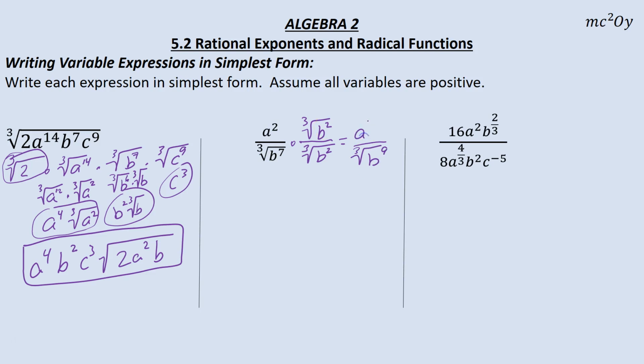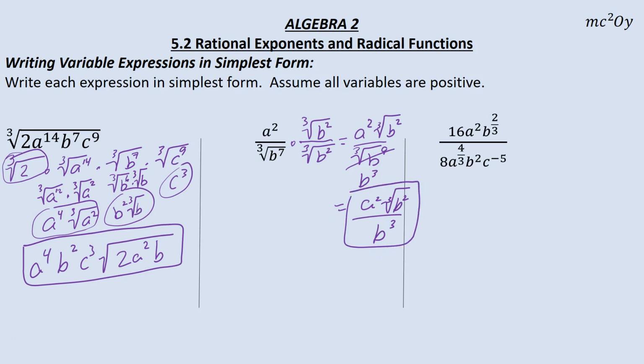And a squared times cubed root b squared. And so cubed root of b to the 9th becomes b cubed. And so now I end up with a squared cubed root b squared over b cubed.